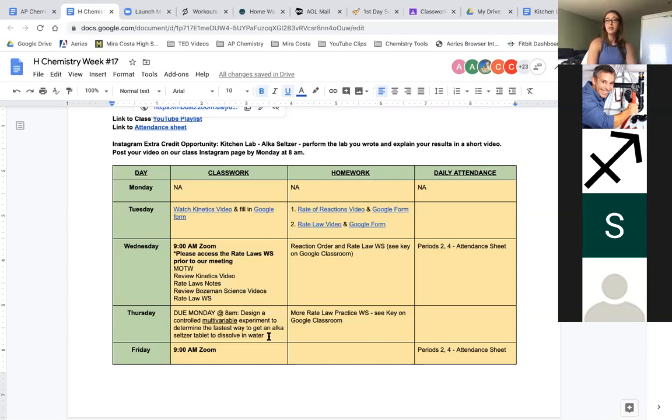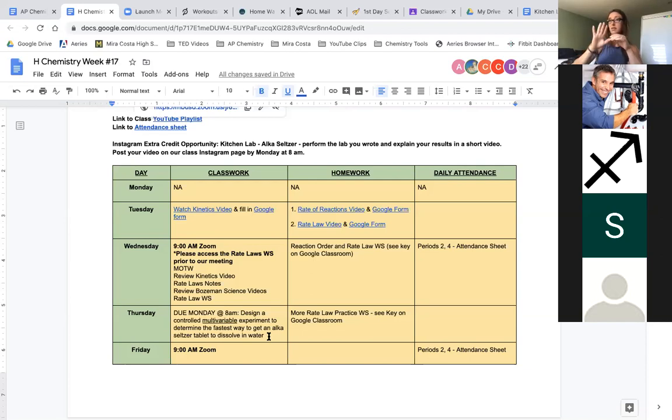that determines the fastest way to get an Alka-Seltzer tablet to dissolve in water. Okay, so if you think back to the 5 ways to increase the rate of a chemical reaction, right? Remember we watched that TED-Ed video last week on 5 ways to speed up a chemical reaction, right? You can increase the temperature, you can lower the volume of the reaction container, but again, lowering volume only affects reactants that are in the gaseous phase. You can add a catalyst, you can increase the surface area of the reactants if they're in the solid state.